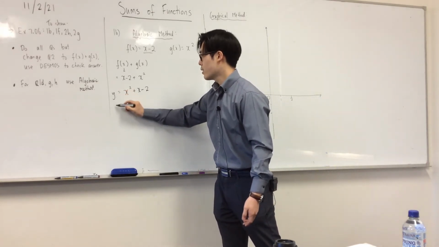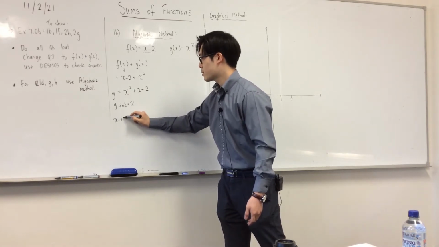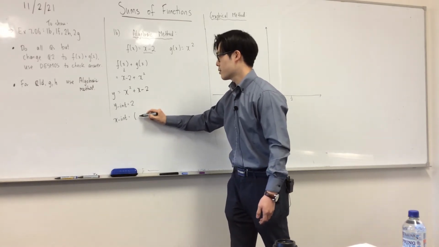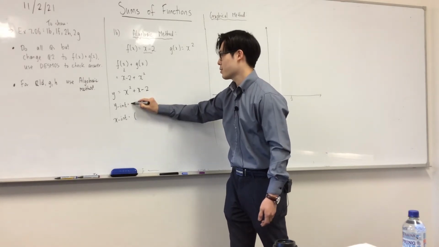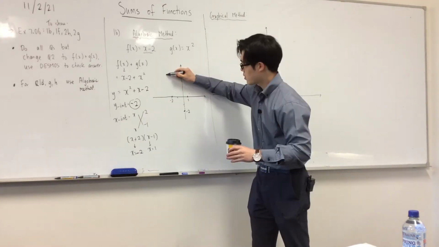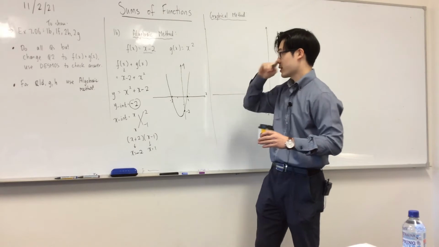So I'll call this y. So our usual y-intercept is 2. X-intercept is, if I factorize it, oh, sorry. Yeah, thanks. Watch out for me. I'm going to make silly mistakes in the morning. So that's our graph of f of x plus g of x.